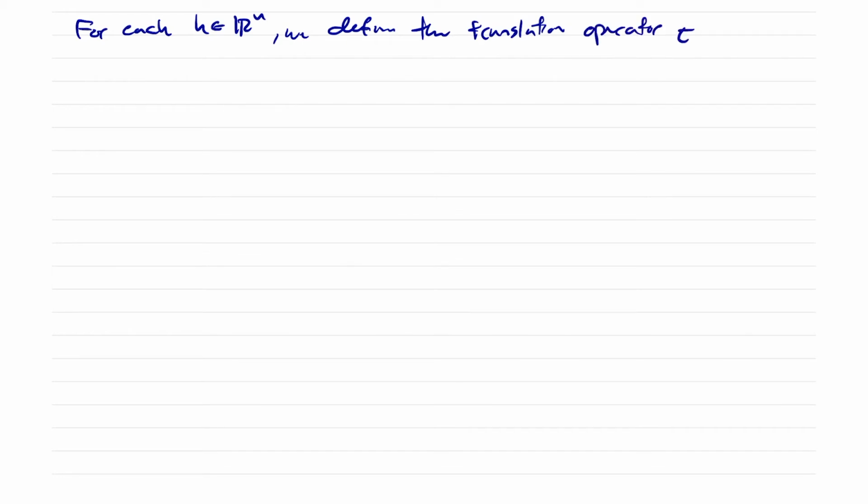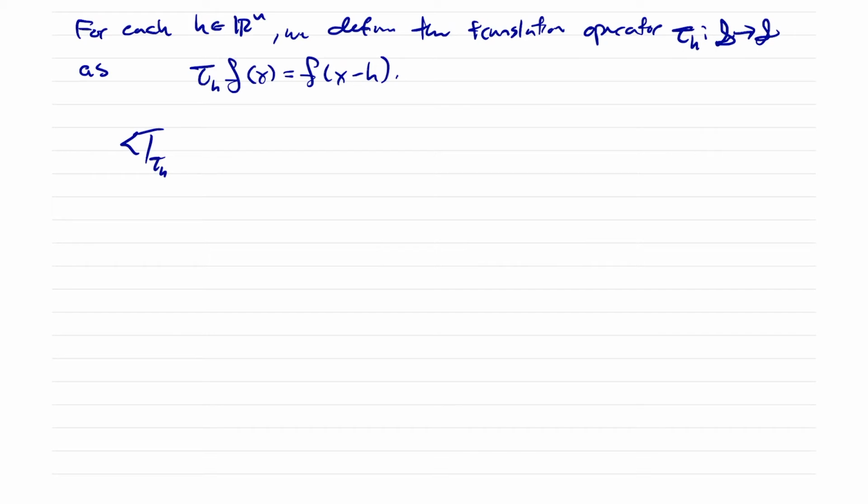So we're going to have tau sub h, which sends S to S, and it's basically what you think it would be. So tau sub h of f evaluated at x is going to be f of x minus h. Right, so this is how we would define it on a function. How we're going to define it on a tempered distribution can follow first by taking a look at what happens when we apply the regular distribution T tau sub h of f against phi.